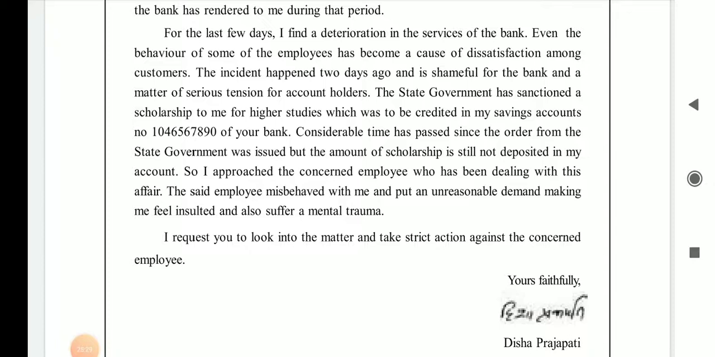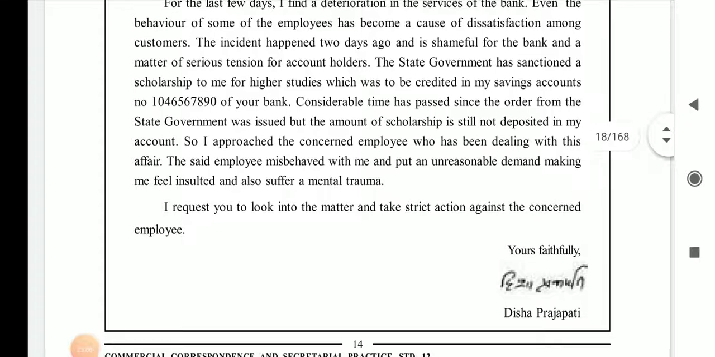Even the behavior of some of the employees has become a cause of dissatisfaction among the customers. That means the bank employees are not performing their duty properly and do not behave properly with the customers. The incident happened 2 days ago and is shameful for the bank and a matter of serious tension for account holders. Two days ago, some incident happened with this lady, and it is very shameful for the account holders, and it is a matter of serious tension.